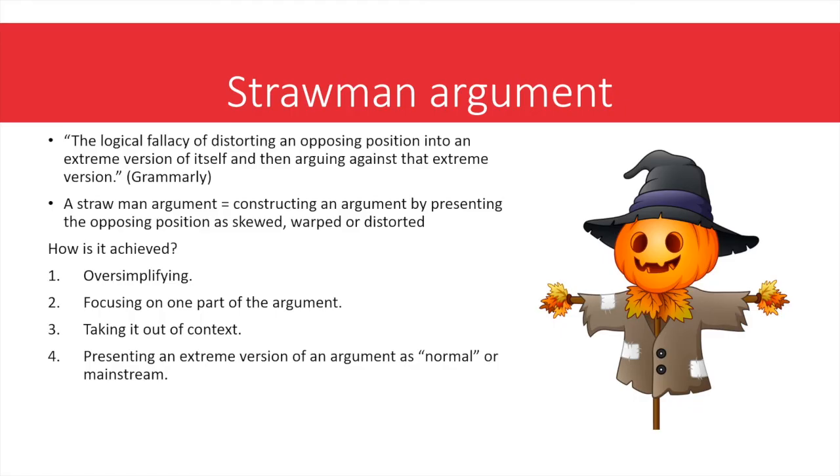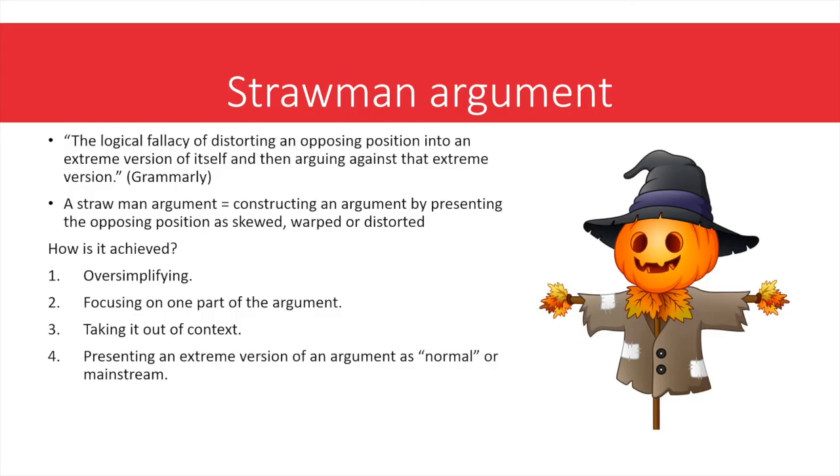It is the logical fallacy of distorting an opposing position in an extreme version of itself and then arguing against that extreme version. This is a direct quote off of Grammarly. But what does that actually even mean? A straw man argument is actually constructing an argument by presenting the opposing position as almost skewed, warped, or distorted. How is one able to do that? By using these 4 steps or using these 4 elements.